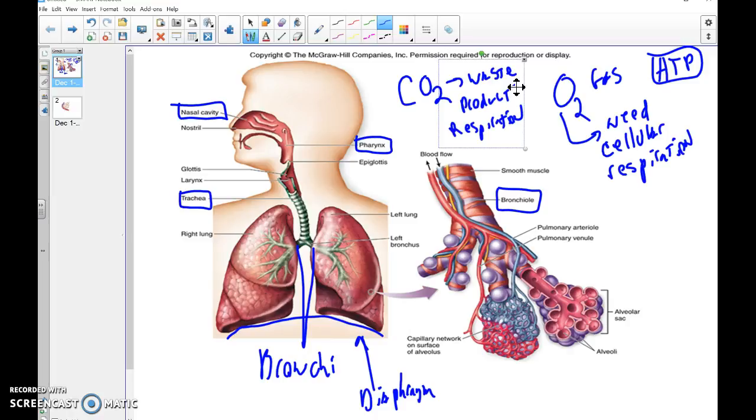Now, your circulatory system helps you transport this throughout your body. That's what your heart, your arteries, your veins, your arterioles are all for. But your respiratory system is what allows you to take in the oxygen gas and remove the carbon dioxide waste. So the respiratory system is very simple.